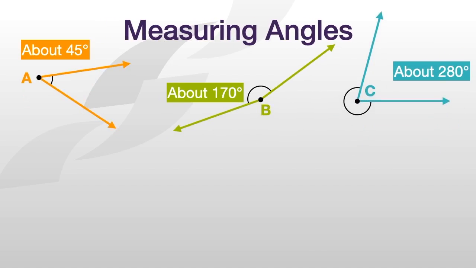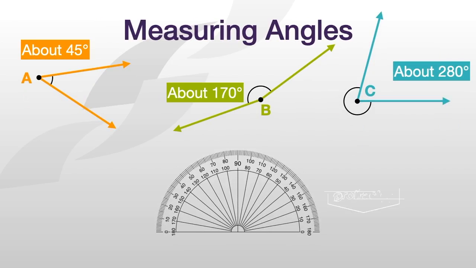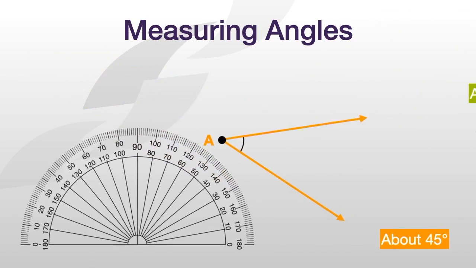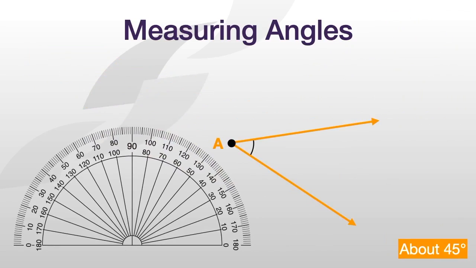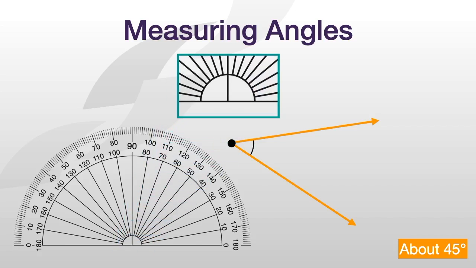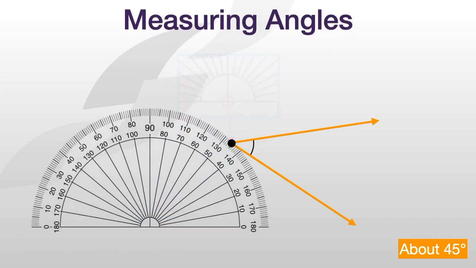While these are good estimates, sometimes we need to be more precise, especially in design and architecture. So we can use this measuring tool, which is called a protractor. Here's how we can use the protractor to measure angle A. First, we need to focus on the bottom center of the protractor. We need to line up the center point of the protractor to the vertex of the angle.